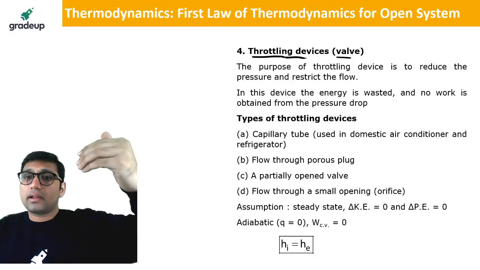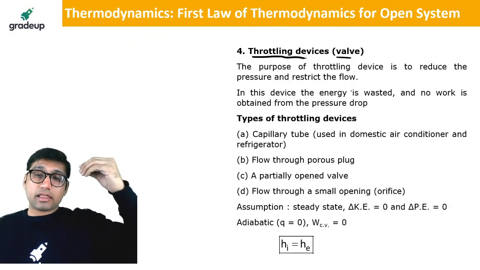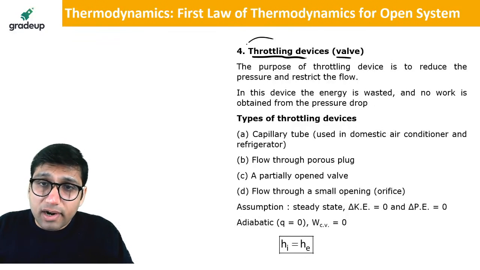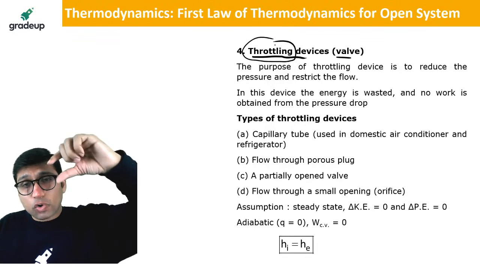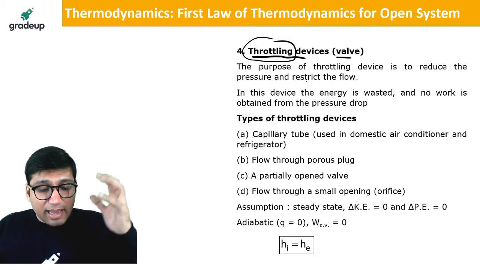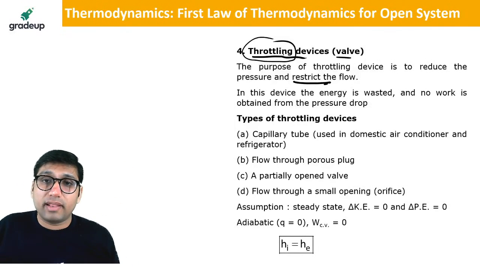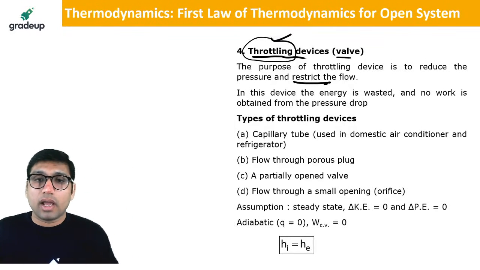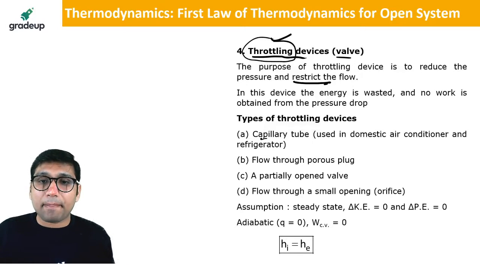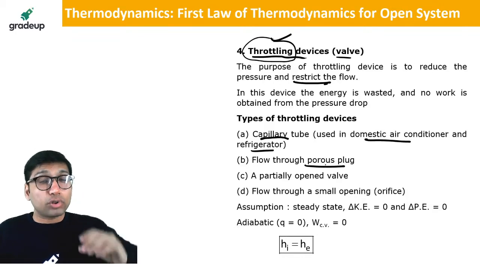Decrease the pressure at the expense of energy. प्रेशर को कंटिन्यूसली हम डिक्रीज करने की कोशिश करते हैं, प्रेशर को रिड्यूस करने की कोशिश करते हैं, और कैसे करते हैं? बाय रिस्ट्रिक्टिंग द फ्लो. दैट इज कॉल्ड थ्रॉटलिंग. There are different types of throttling device like capillary tube you use in domestic air conditioner and refrigerator, porous plug, flow through porous plug.